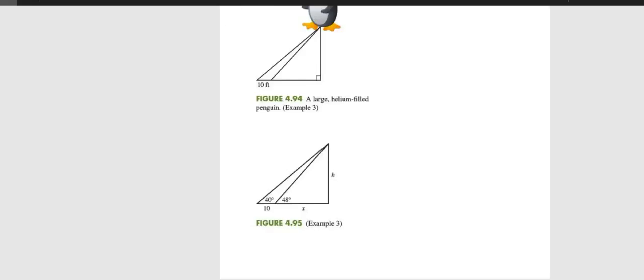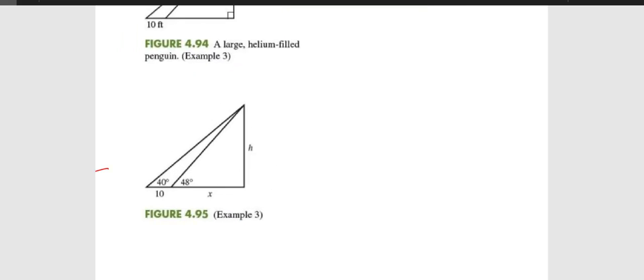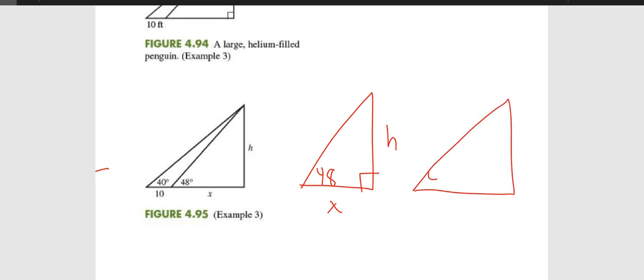All right, now, what do they want to know? If the cables are attached to the ground 10 feet apart, how high above the ground is the penguin? So they want H. Okay, so we've got two triangles. We got this one with the 48, and H and X. And we got another one with 40, H, and 10 plus X.